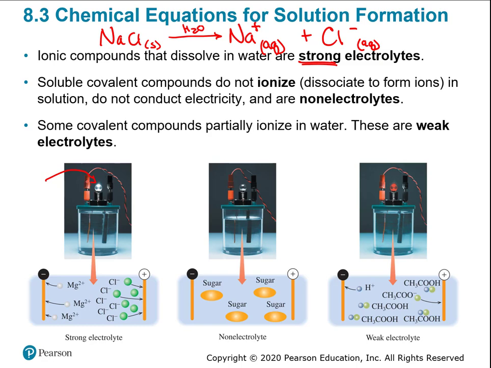So here's the sugar water, and here's some sugar. I got dextrose, glucose. I'm going to get some to dissolve. Even though it's dissolving, I don't have any ions being formed. I just have more sugar, more sugar, more sugar dissolving in the water. Those sugar molecules don't have a charge. They're not ionic.